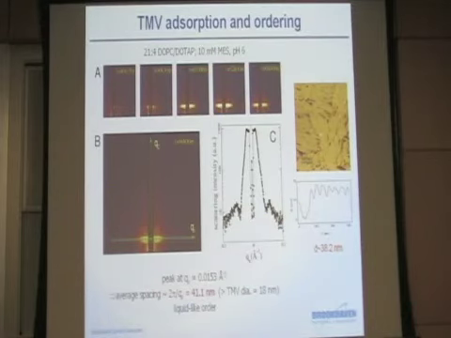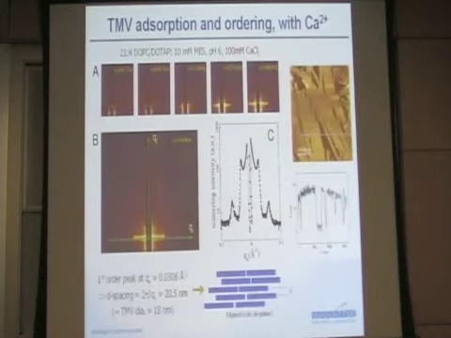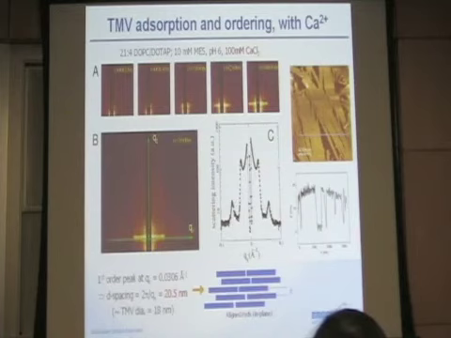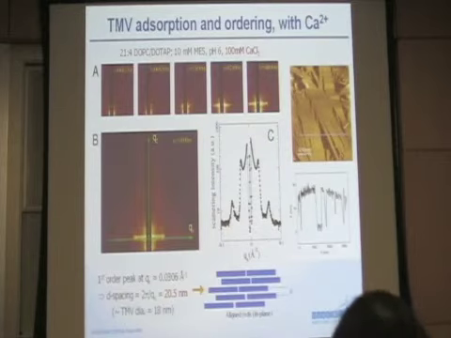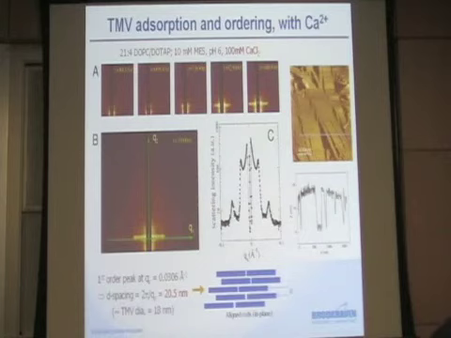So how do we make these arrays more ordered? We inject the calcium into the buffer, and everything else is kept constant. We see the scattering peak, and we can see the second order peaks too. After calculating the order positions, we can see the average spacing is about 20 nanometers, close to the diameter of the TMV rods.